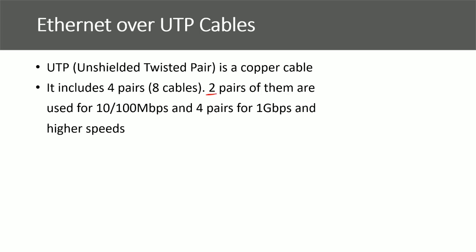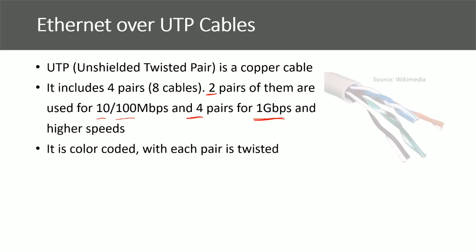Only 2 pairs of these 4 are used when communicating over speeds like 10 or 100 megabit per second, but all the 4 pairs are needed when communicating over speeds like 1 gigabit per second and higher speeds, as we will see in the coming slides.